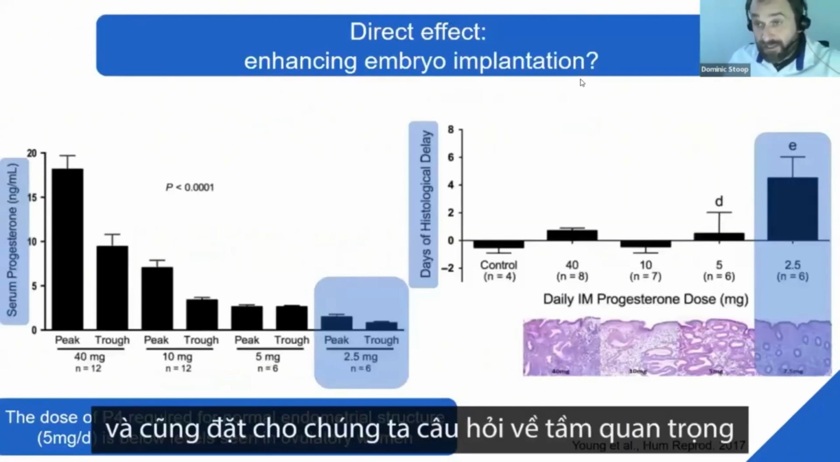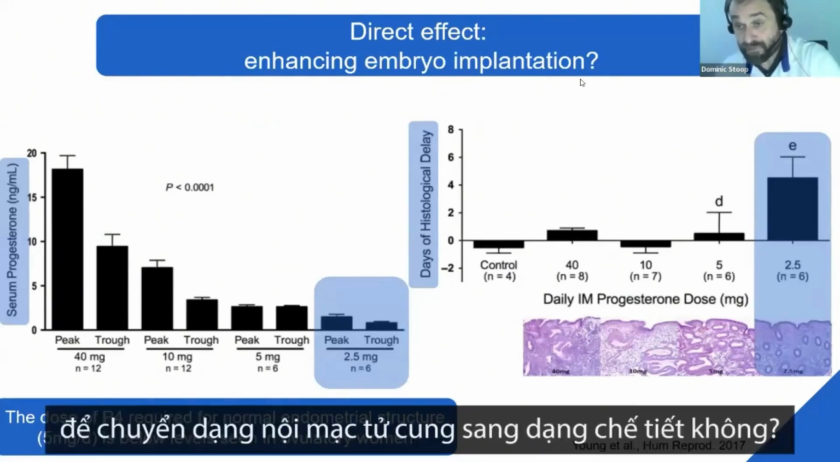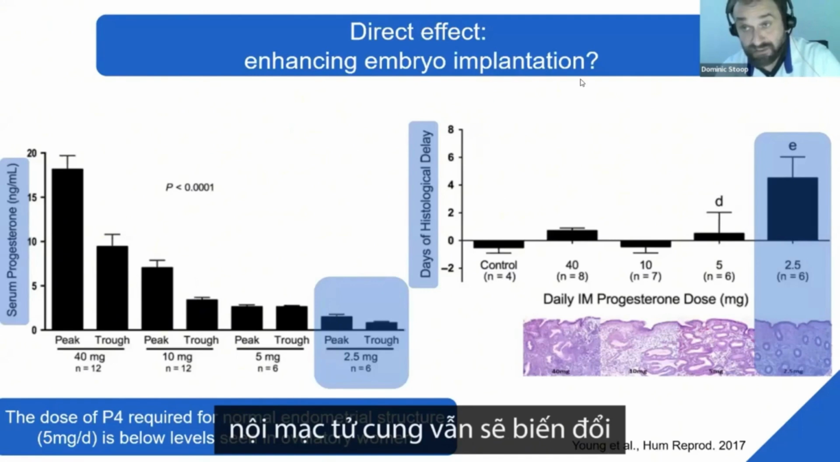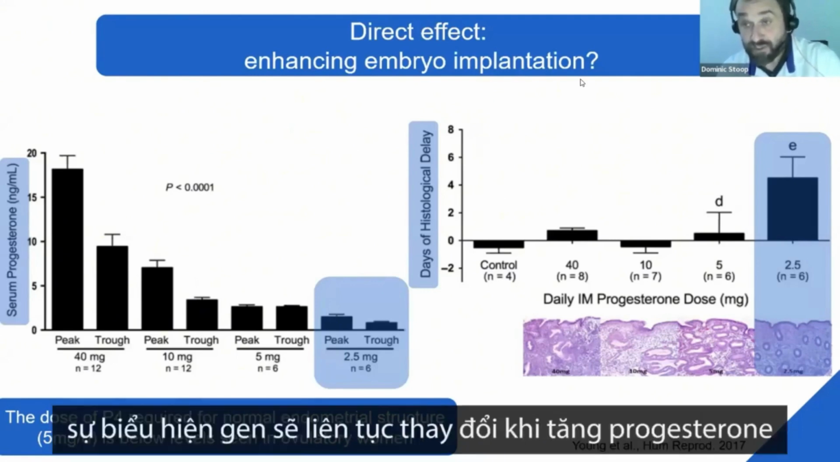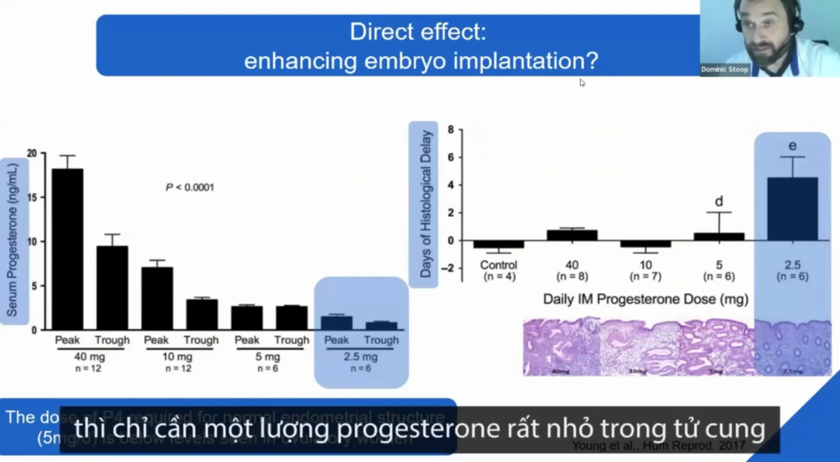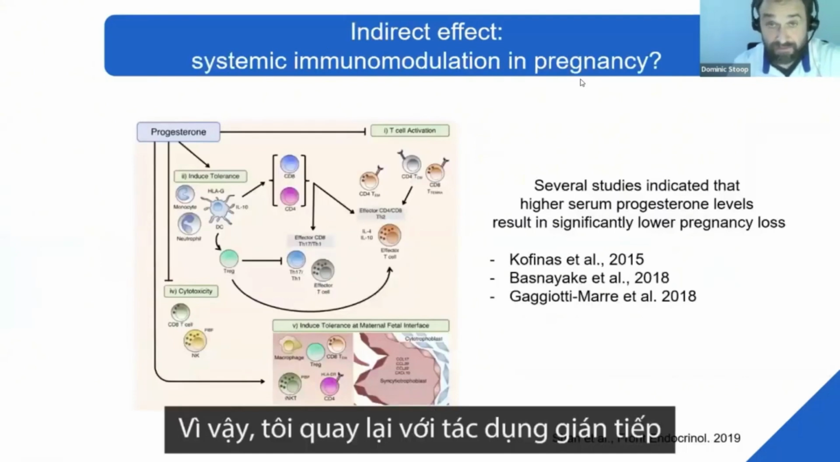Which is also interesting, and that also puts into question the importance of progesterone in the uterus: studies have shown that very little progesterone is needed to have a secretory transformation in the uterus. Only 5 milligrams a day is necessary. Above that, it doesn't matter, it's all changing. Of course, gene expression will continuously change with increasing progesterone, but just having the secretory transformation requires very little progesterone in the uterus. So I come back to that.